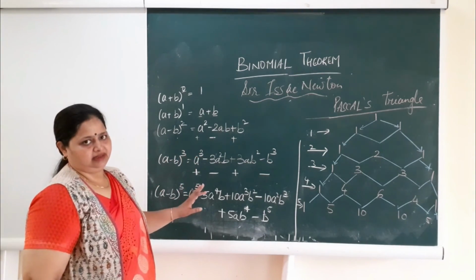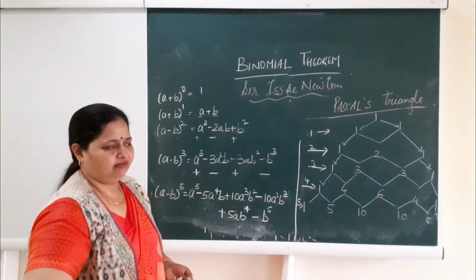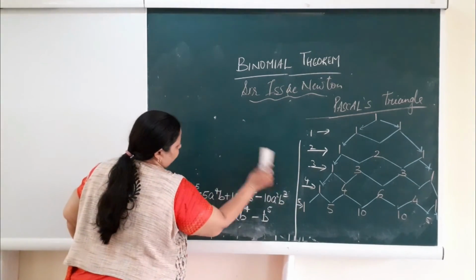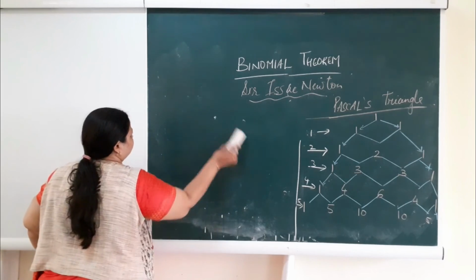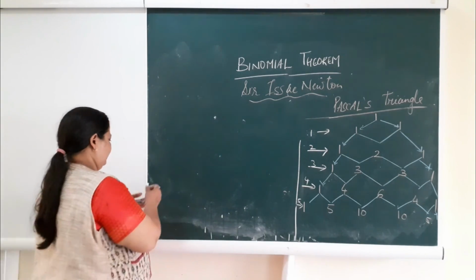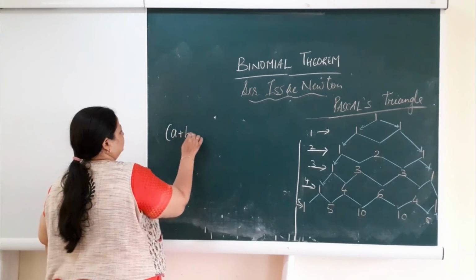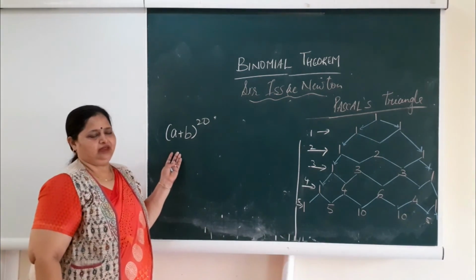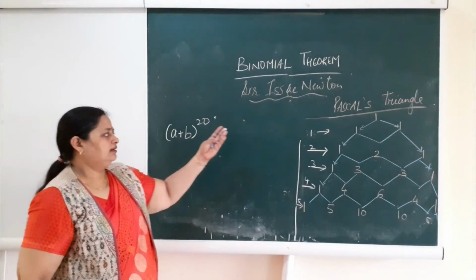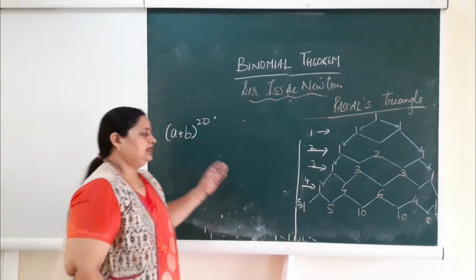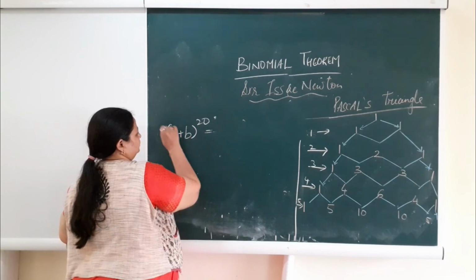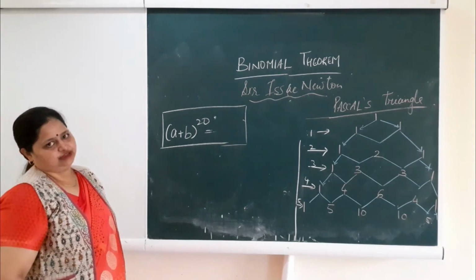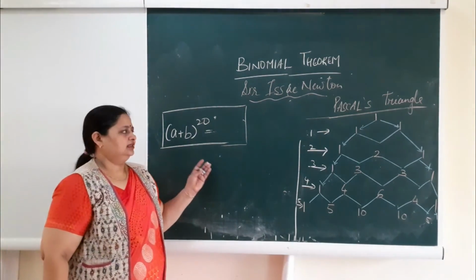Now everyone will be able to write any expansion of any power, right? But still we have one more difficulty. These are okay, up to 5 or 6 is easy to write. Now what if I ask you to write a plus b raised to the power 20? Will you be able to write down the expansion of this? Certainly it's difficult, because we would have to draw the triangle up to that. So we have a formula for writing bigger index expansions. That we will be taking in the next class. Revise all.